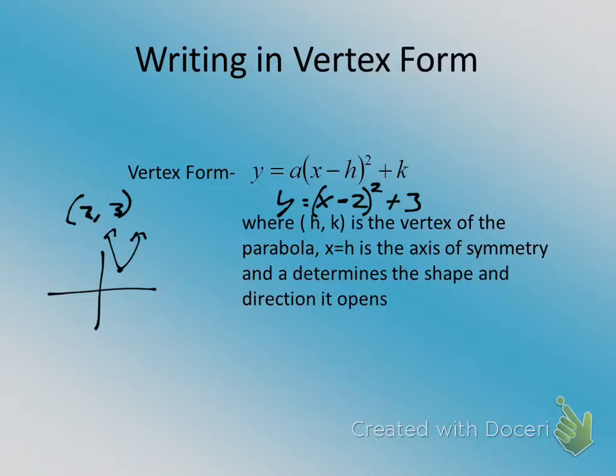Another one, just to drive the point home. Let's say your vertex is negative 3, 5. You plug it in your formula, it would be y equals x minus a negative, so it becomes x plus 3, squared, plus 5. That vertex would be left 3 and up 5 in the coordinate plane, and the parabola still opens up. Wait, so what do you put it into the formula for?